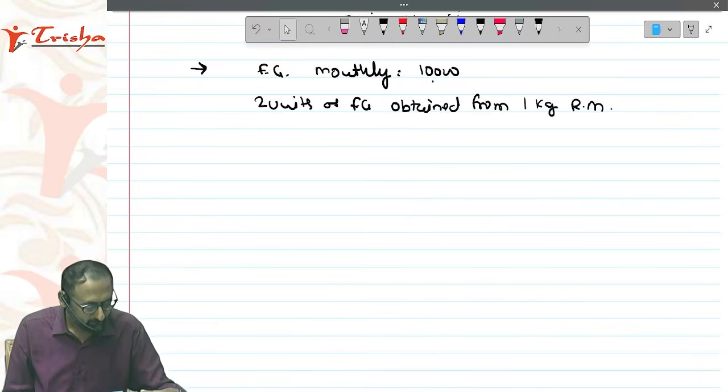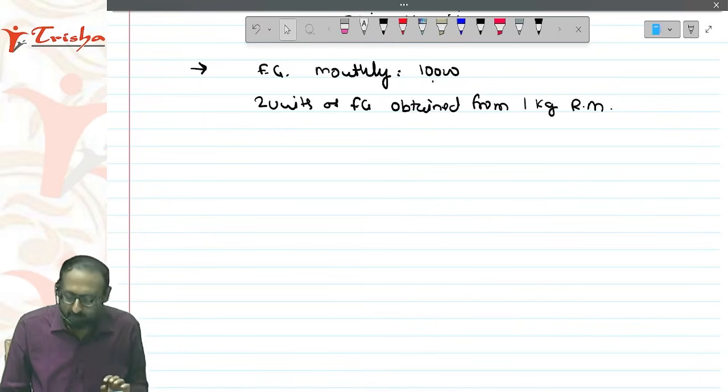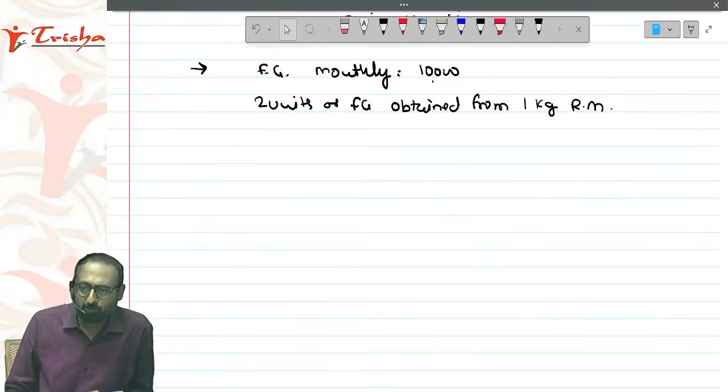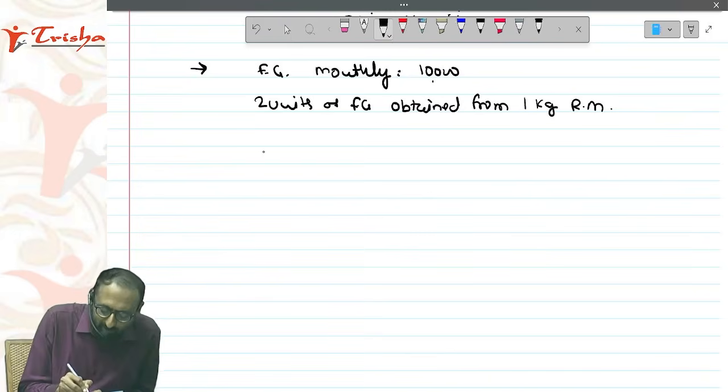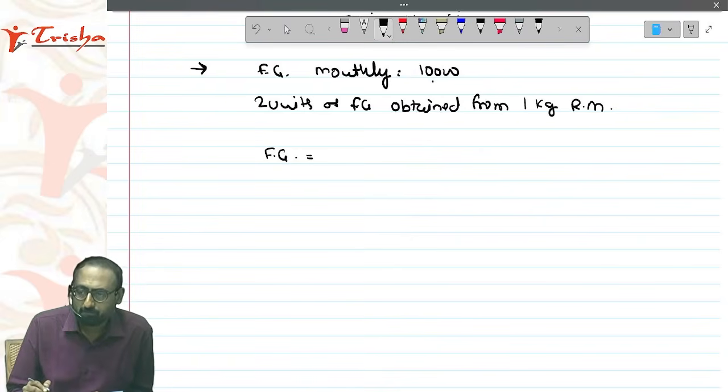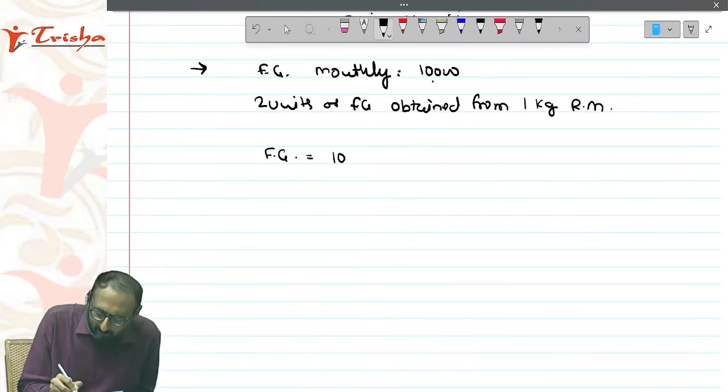How much will be the annual requirement of raw material? 60,000. How? First of all, tell me the final product requirement. 10,000 multiplied by 12 months is 1,20,000. Now tell me what will be your input and output ratio?